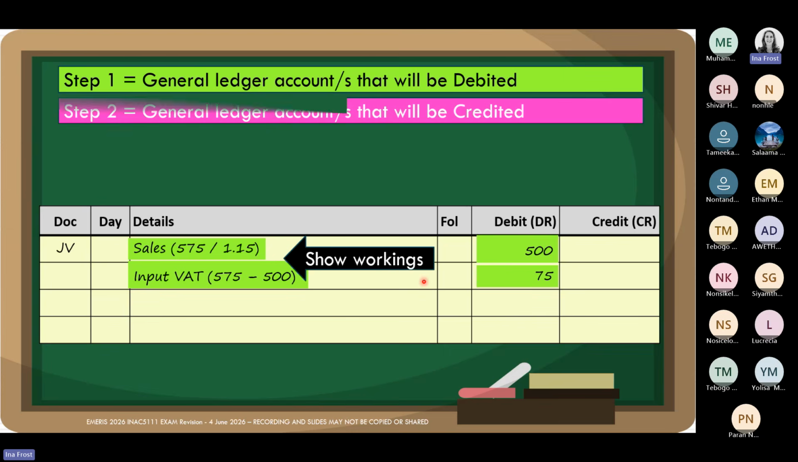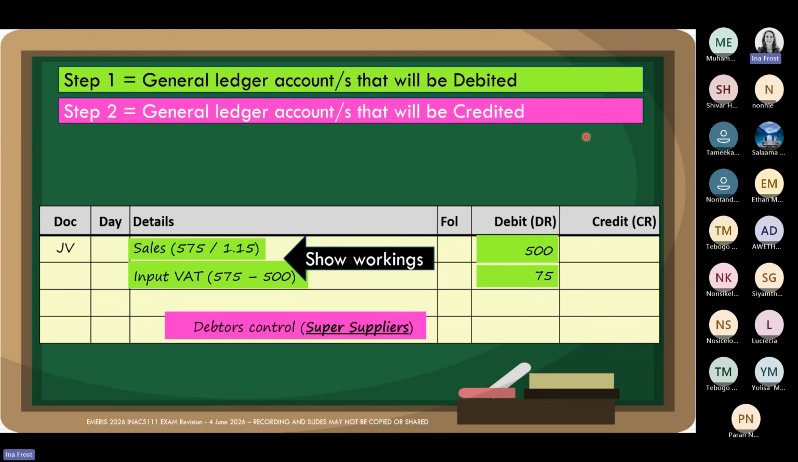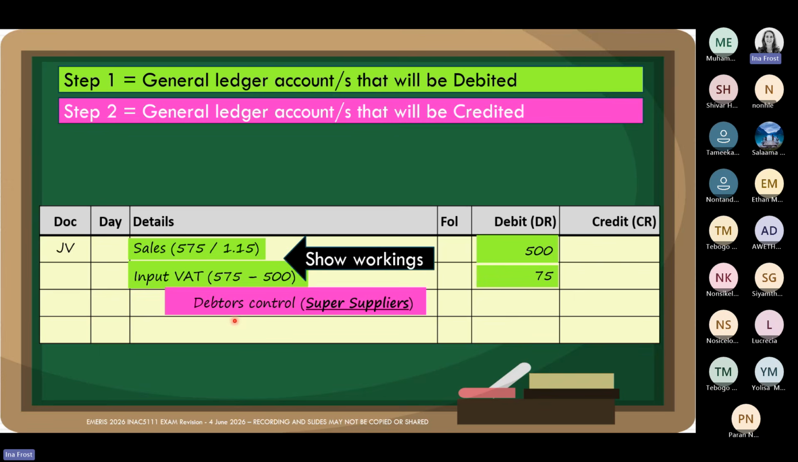Our second step said which account or accounts am I going to credit. So what am I going to credit? I'm going to credit the debtors control account, and that will be with the amount including VAT. Okay, so you can see there I'm using my full amount, the 575.